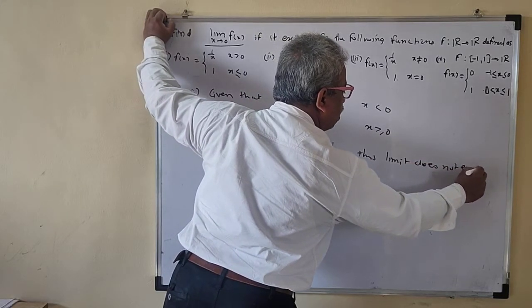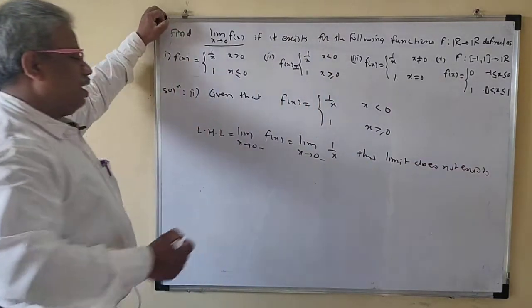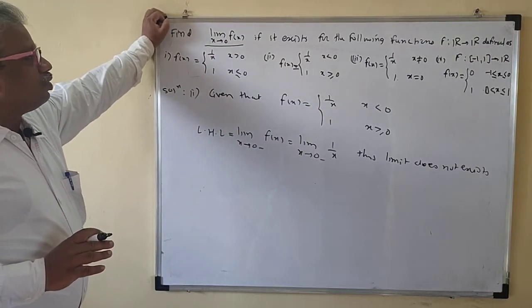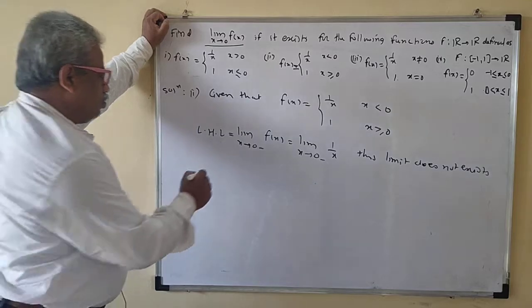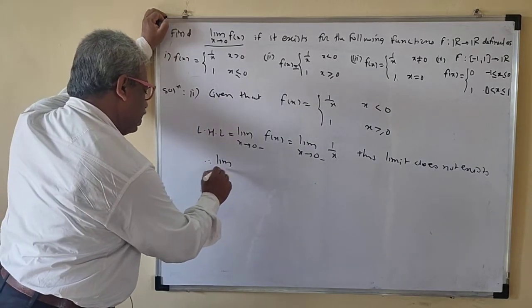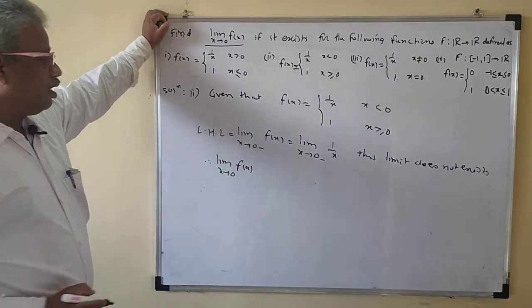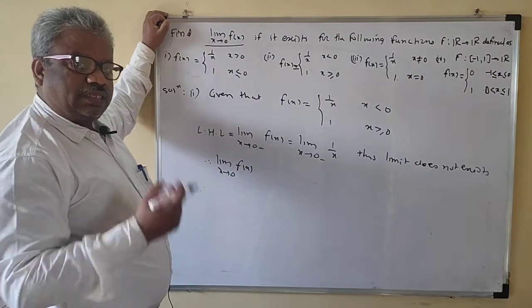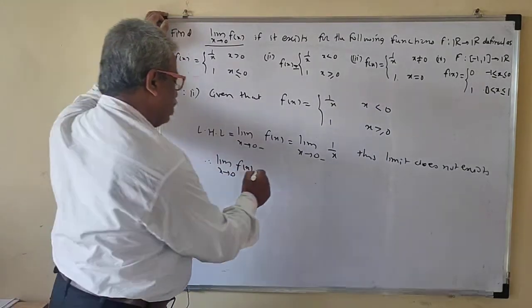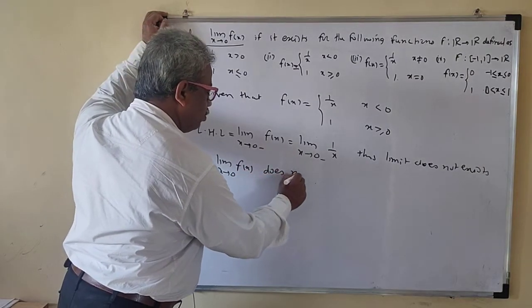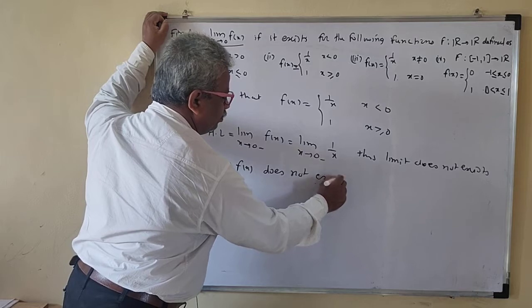If the left hand limit does not exist, directly you can say the limit x tends to 0 does not exist. So therefore directly we can write this. No need to find the right hand limit now. So left hand limit does not exist, that means this limit does not exist. So therefore limit x tends to 0 does not exist.